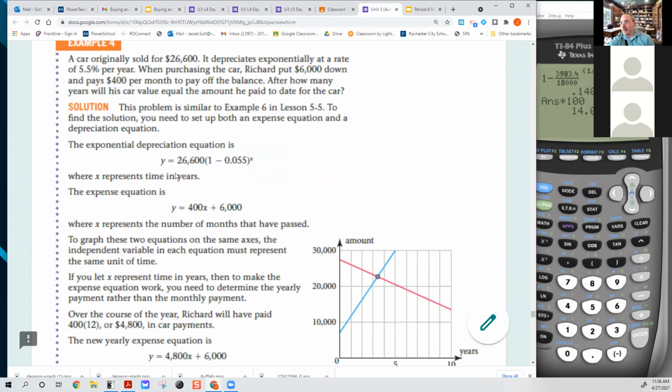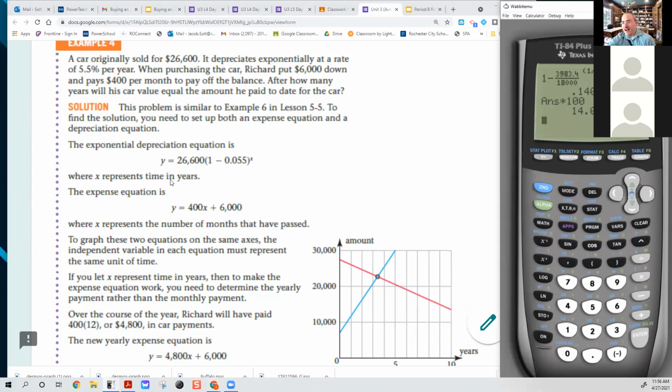Okay, let's talk about this. A car originally sold for $26,600. It depreciates exponentially at a rate of 5.5% per year. When purchasing the car, Richard put $6,000 down and he pays $400 per month to pay off the balance. After how many years will his car value equal the amount he paid to date for the car? So this is going to be similar to when we have two lines and they intersect at a certain place, but now instead of having two lines, the depreciation equation is going to be exponential.